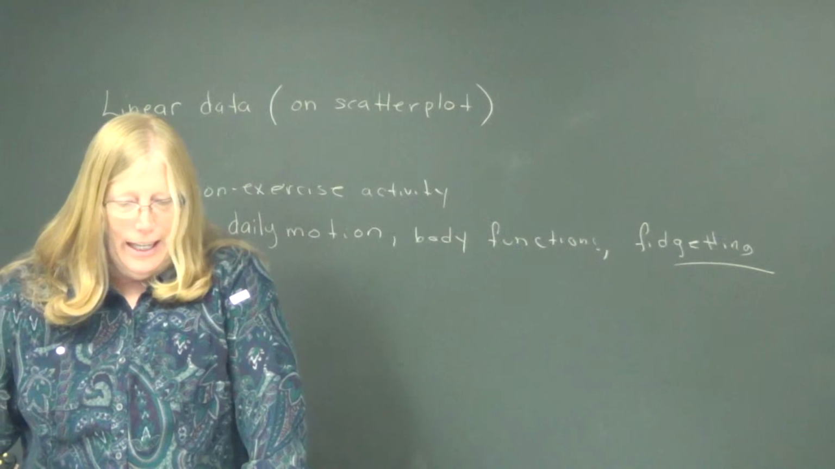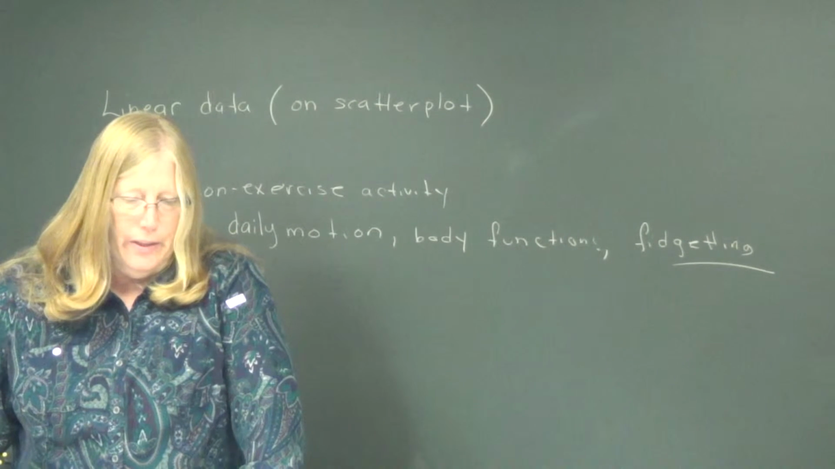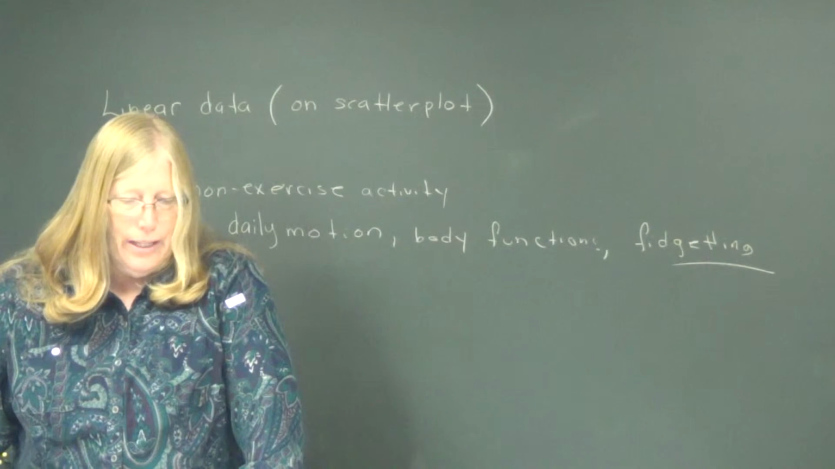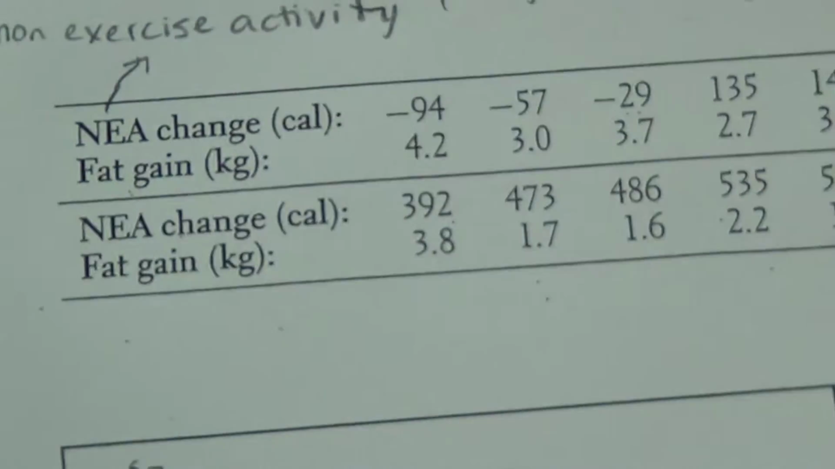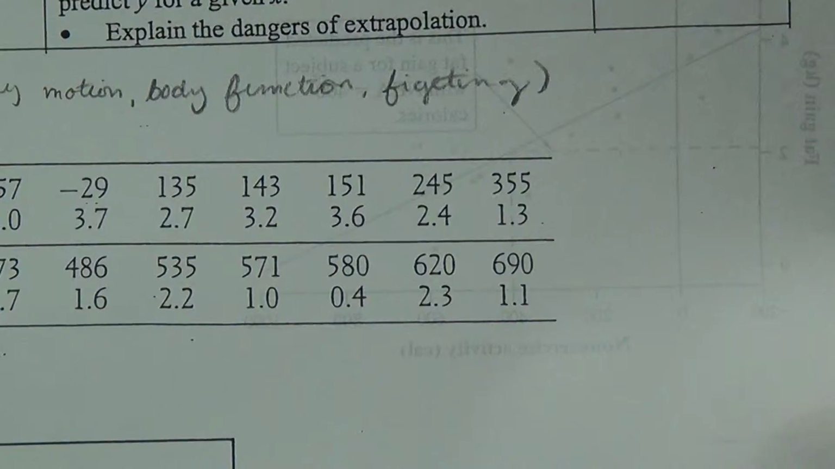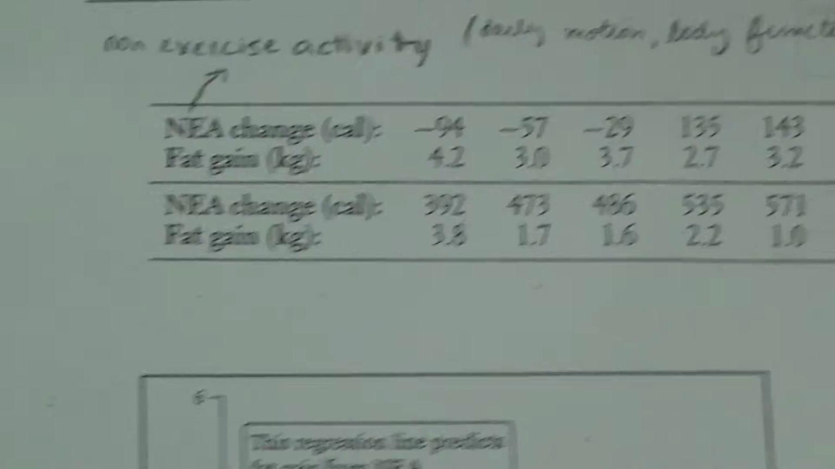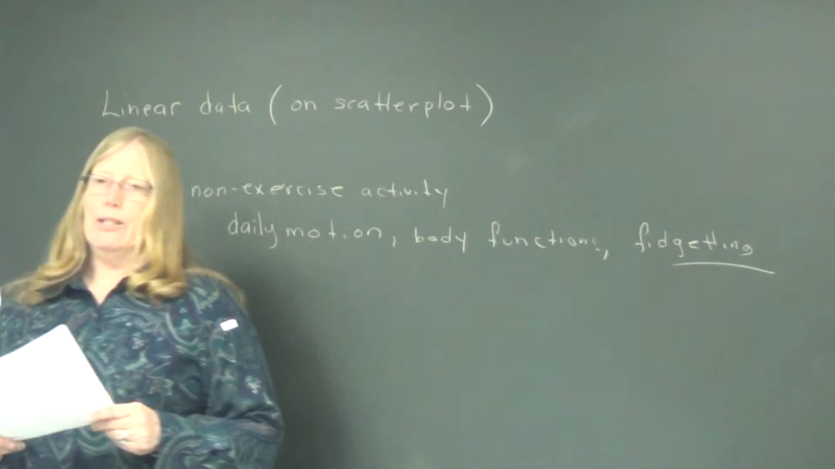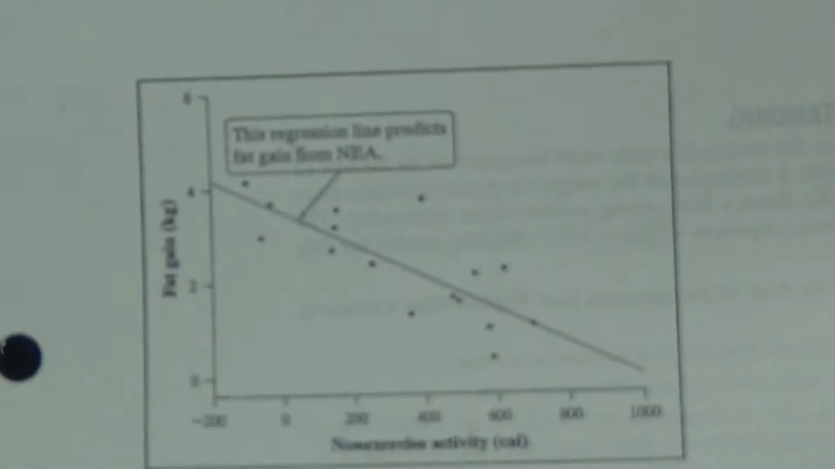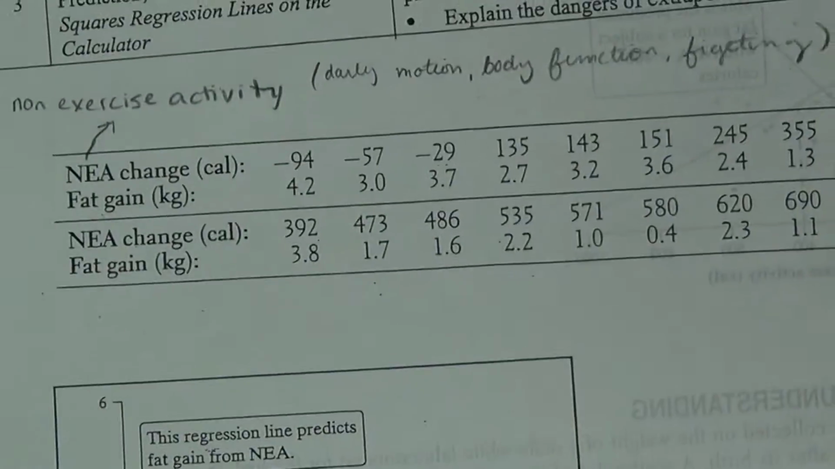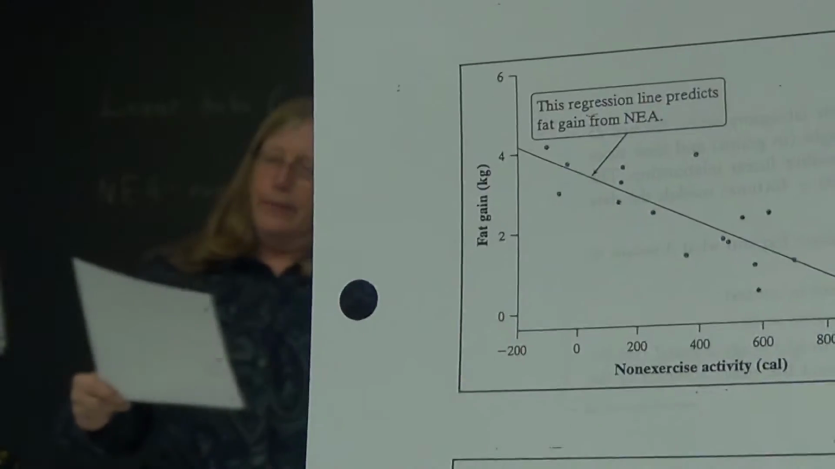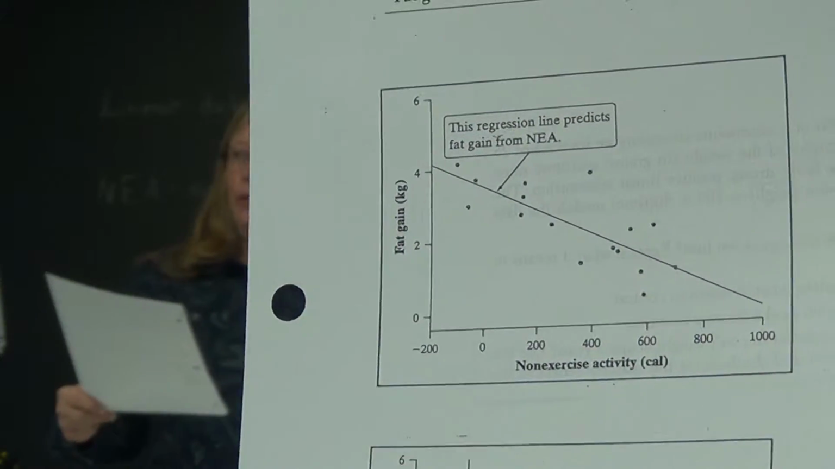So what we're looking at is this chart of data. The NEA change in calories is for non-exercise activity like fidgeting, and they're comparing that to fat gain. In this example they charted it for us. I would normally ask you to make the scatter plot, but to save time, look, they made the scatter plot for us below the data. Let me explain. You may take some notes around the data so you can understand it better when you look back.